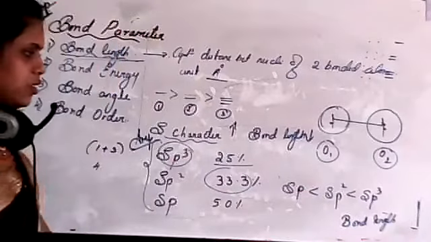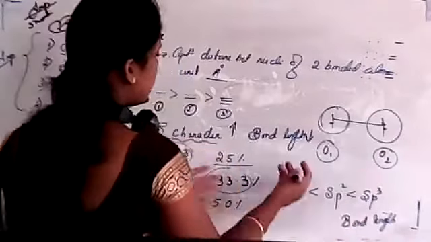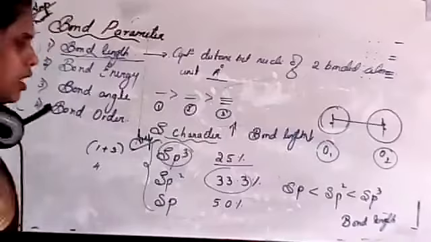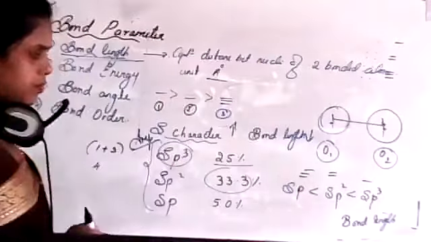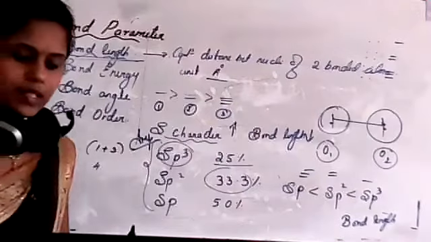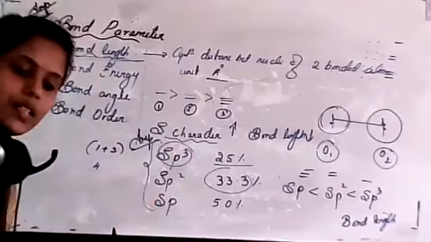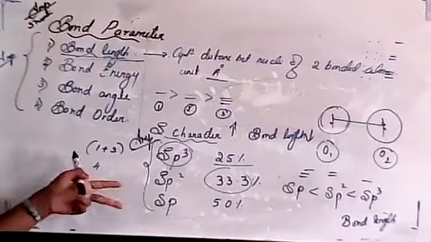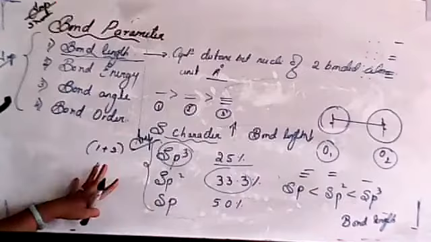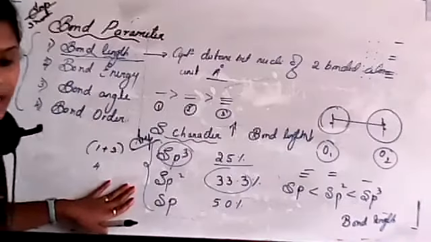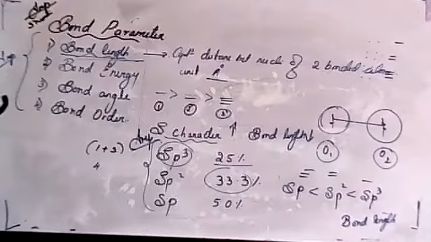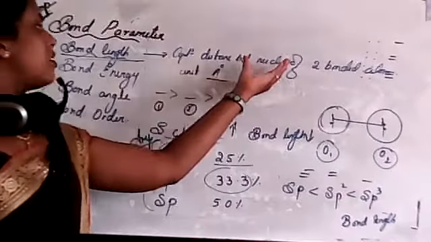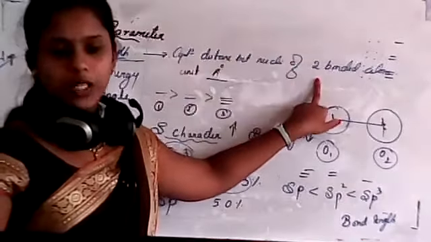Is this clear? The same thing applies with the triple bond, double bond, and single bond. Again, about this we'll learn after one or two classes. Is it clear, student, about bond length? Bond length is nothing but the equilibrium distance between the nuclei of two bonded atoms.